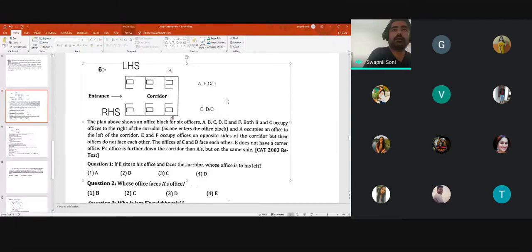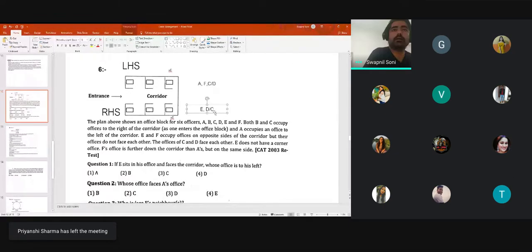Now what do we know? We have A, F on left hand side, E on right hand side. B or C, C or D, we don't know precisely where they are. And yeah, I forgot this one. Both B and C occupy offices to the right.